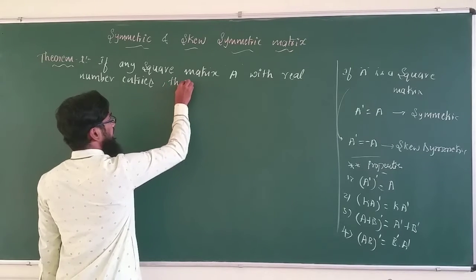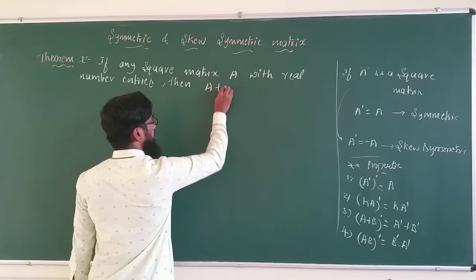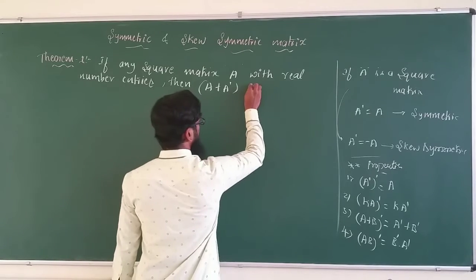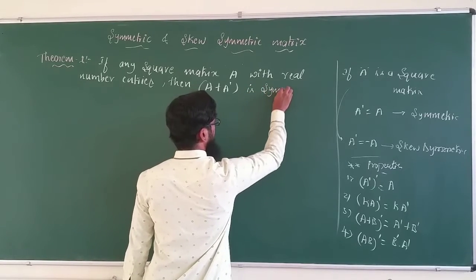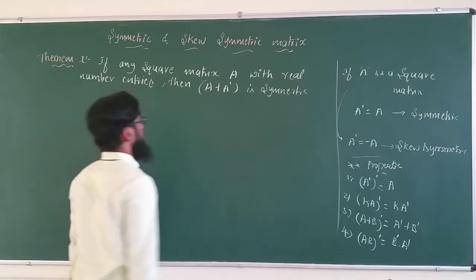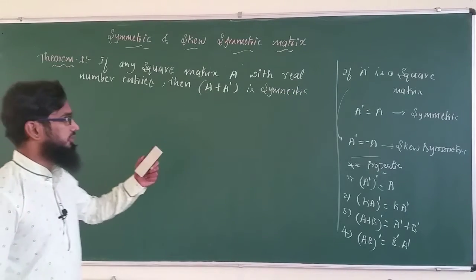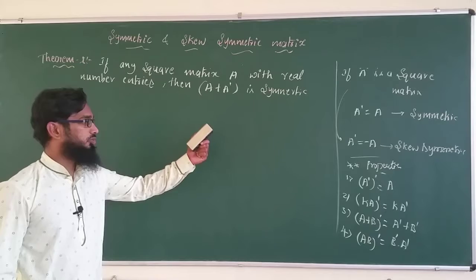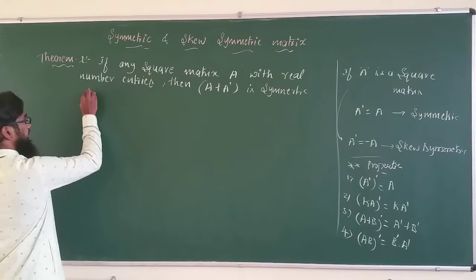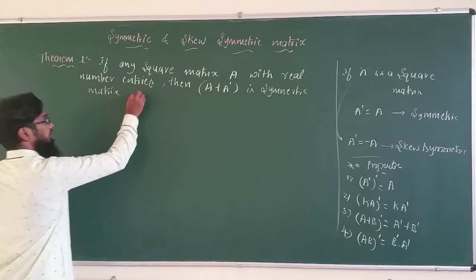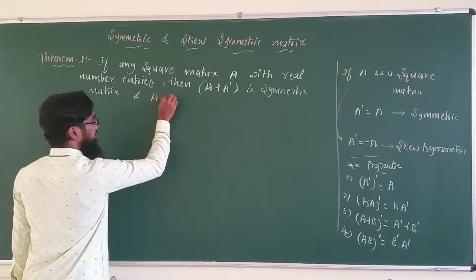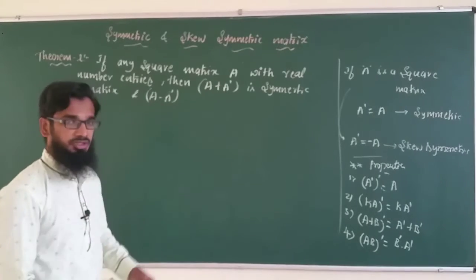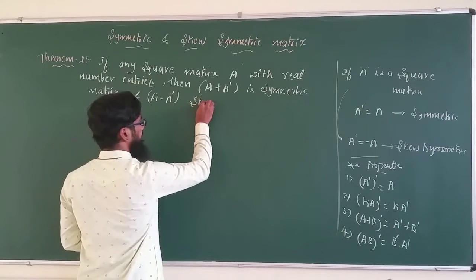For any square matrix A with real number entries, A plus A dash, that is A plus A transpose, is a symmetric matrix, and A minus A dash is a skew symmetric matrix. I can prove this.